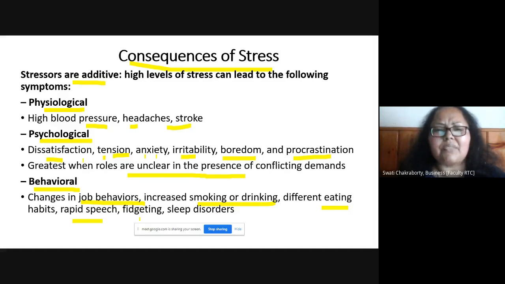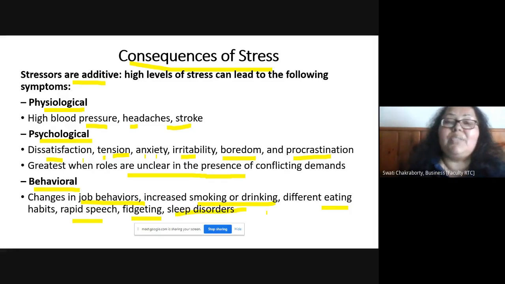Sometimes we start speaking very fast and too much speaking happens. That happens. We tend to fidget. Fidget means when you can't stay quietly calm in one place. You're just moving your fingers, doing something or the other. You are tensed. Or when you have problems in your sleep, you cannot sleep. That's also due to tension, due to stress.